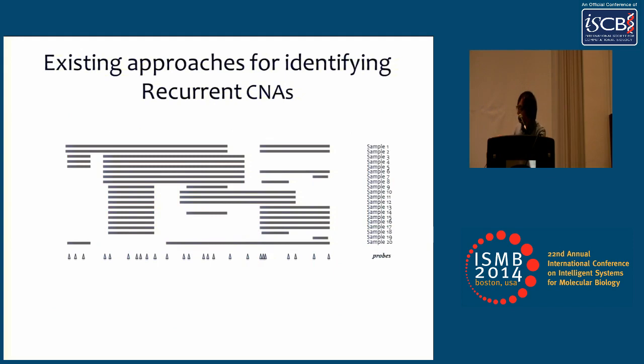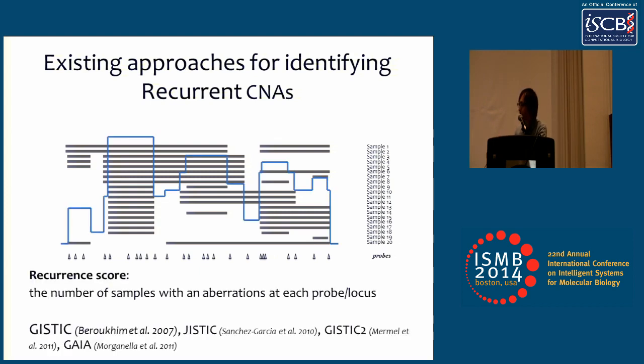Let's take just one type of copy number aberration across 20 samples, for example. Each gray bar is a copy number aberration, say a deletion, and the blank means there's no copy number aberration. The well-known current approach is GISTIC. GISTIC-2 has been applied on several TCGA cancer projects to detect recurrent copy number aberrations. It is based on recurrence, and since it was originally designed for SNP array data, it measures a score for each probe locus, and you can get a blue curve like this one.